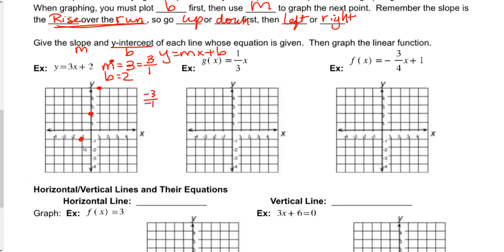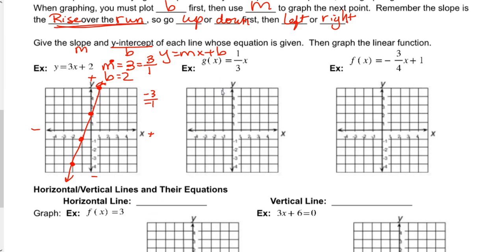So if I do that again, down 3 in the negative direction, left 1 in the negative direction. So going down is a negative direction, left is a negative direction, this is a positive, and that's a positive direction. So now I can draw my line through my points, and now I have my line that is graphed. Okay? Let's try another one of those.